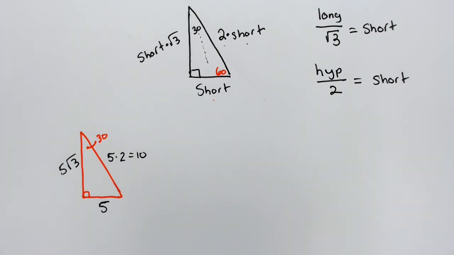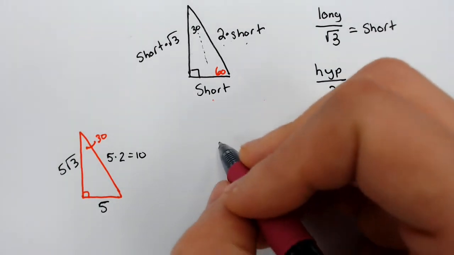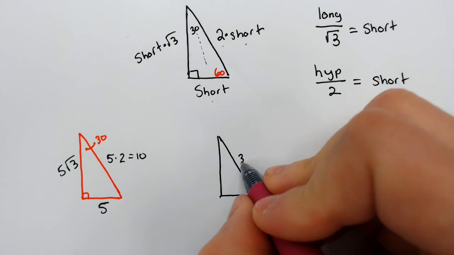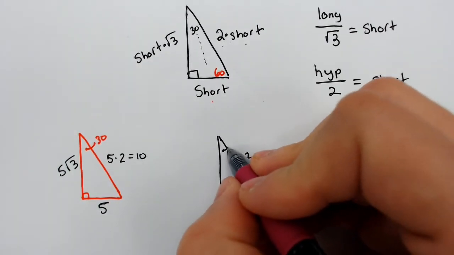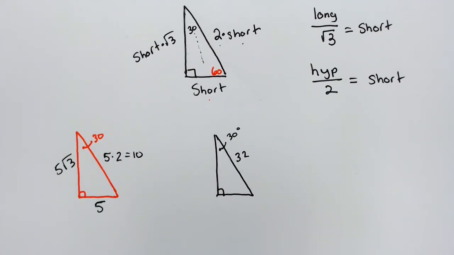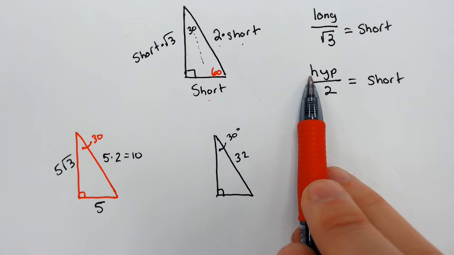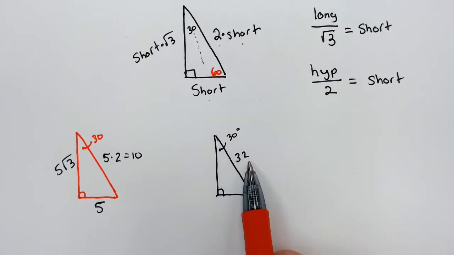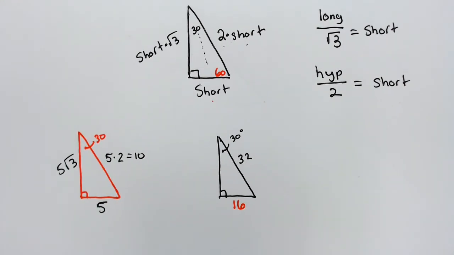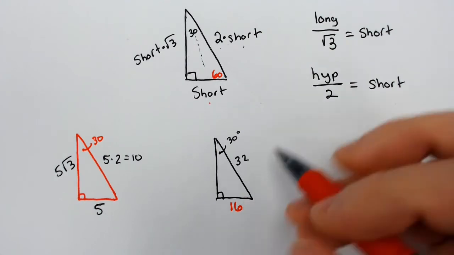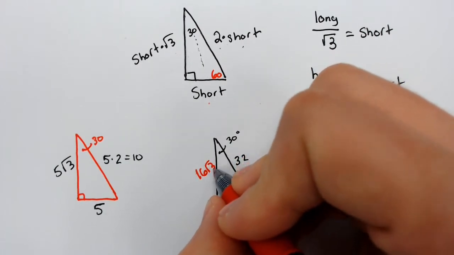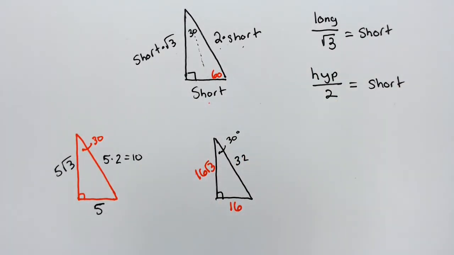Okay? So, what if you're not given the short side? What if we were given the 32 here as the hypotenuse and the 30 degrees is still here? Well, this time we're given the hypotenuse, which is annoying because we don't have the short side, but we can find it really easy. Hypotenuse divided by 2 is the short side. So 32 divided by 2 is the short side. That's 16. Beautiful. Now we just have to take 16 and multiply by the square root of 3 to get this longer side right here, which is 16 square root of 3. And we're done. That's it.